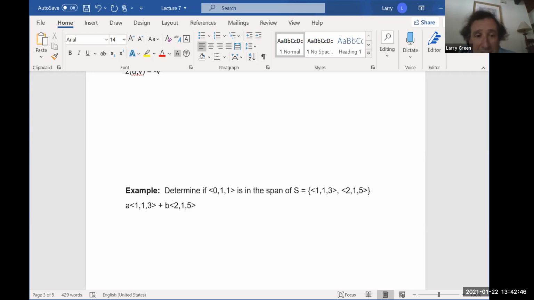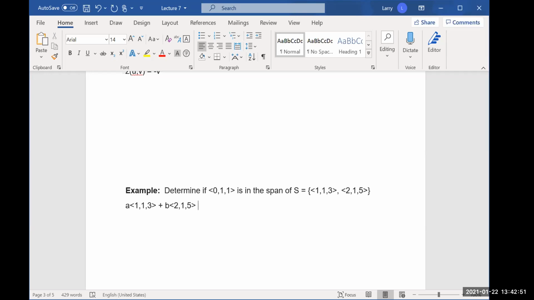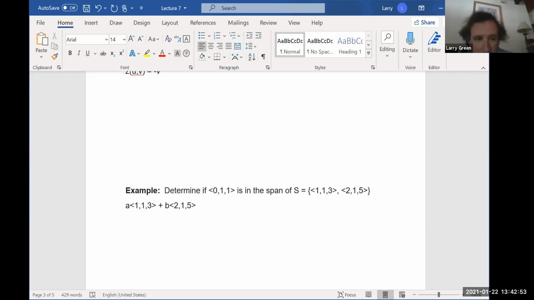And what's that supposed to be equal to? If it is in the span? 0, comma 1, comma 1. Good, good.